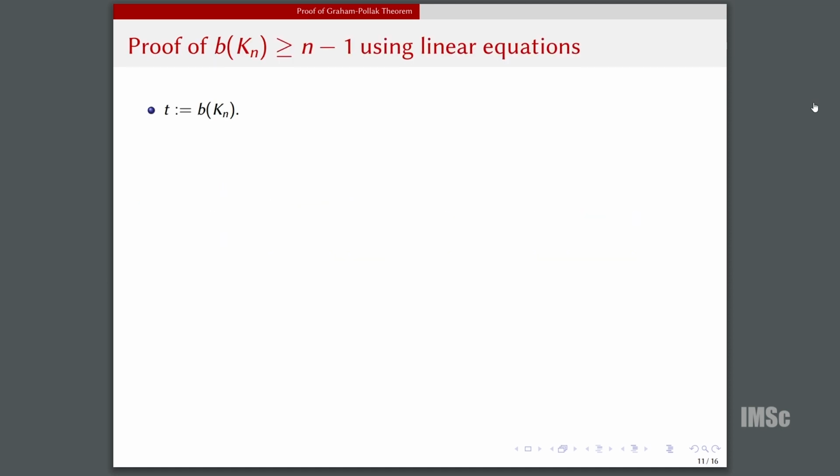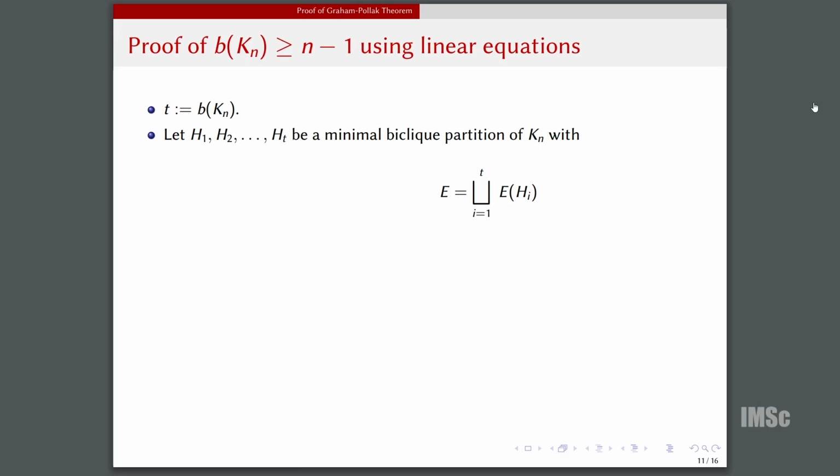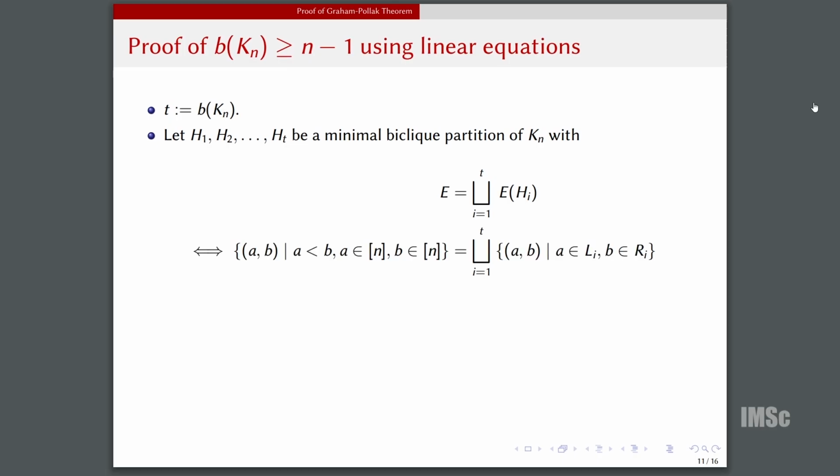Yeah. So from the second proof, you'll also derive some equivalent definition of the bicyclic partition number. So let's start. Same as before, E is the disjoint union of edges of this minimal bicyclic partition. You can also write this as this. So the left hand side is the edges of the complete graph. That's just the set of all pairs where A is less than B. On the right side you have pairs where A is in Li, B is in Ri. Let Li and Ri be the parted sets of these biclics H1 up to Ht.